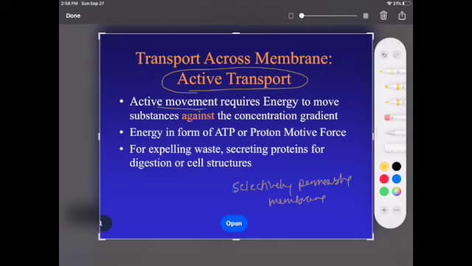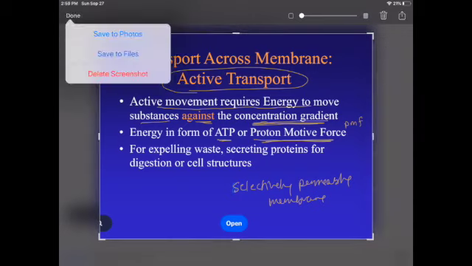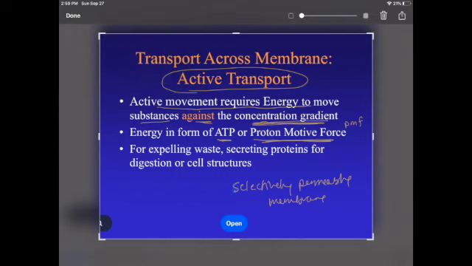So this is active movement, requires energy to move substances against a concentration gradient. And it takes energy in the form of ATP, or what we call a proton motive force, or a PMF, which you know what that is, you just probably don't know that it's called that. And this is just for expelling waste, secreting proteins, and so on. Okay, let's explain this stuff. Active movement requires energy to move substances against a concentration gradient. I don't know what that means. Let's talk about what that means.